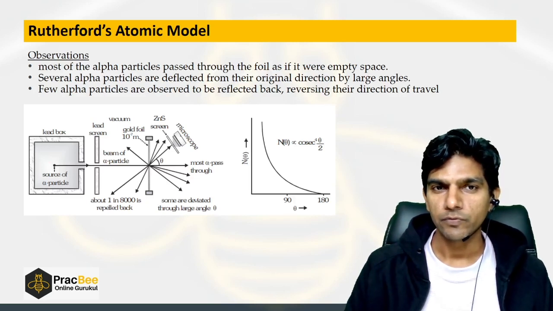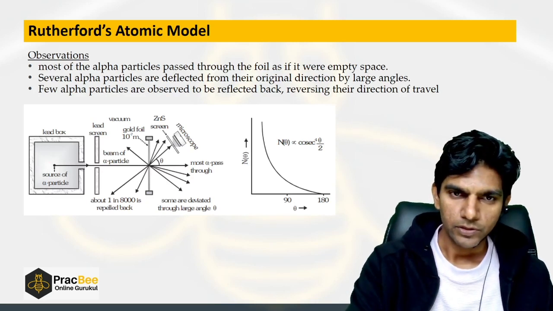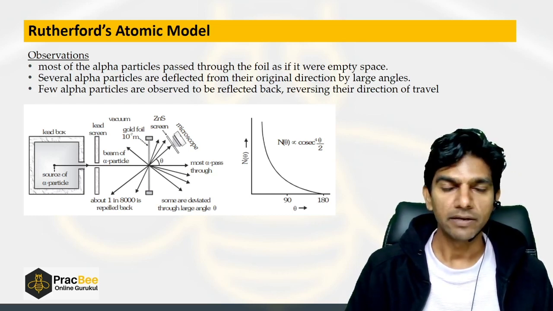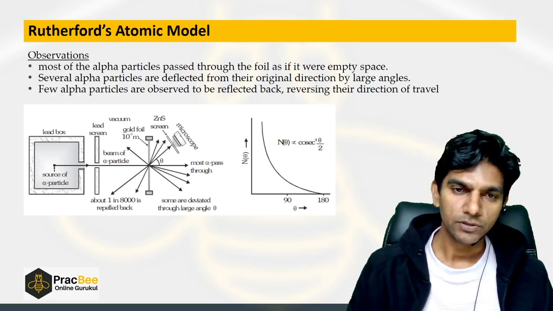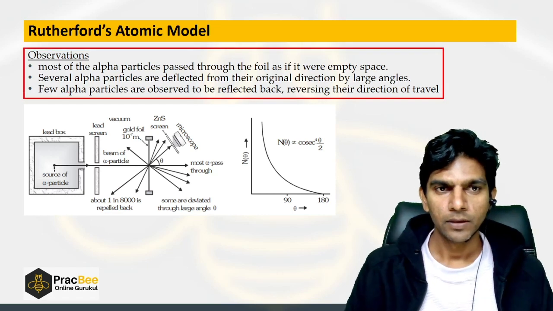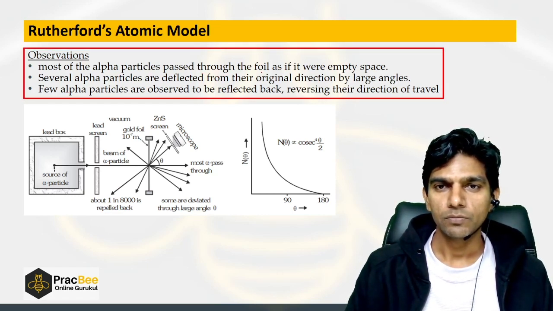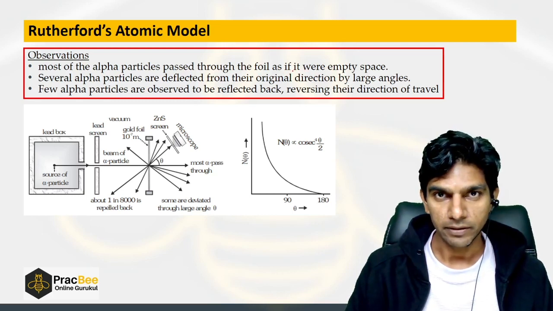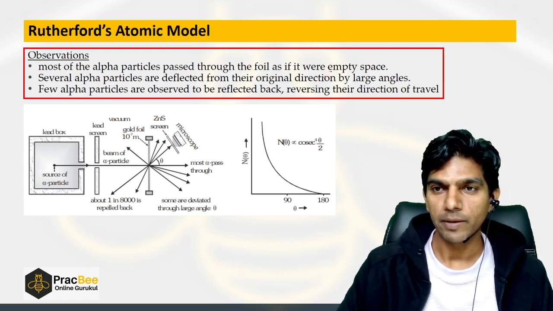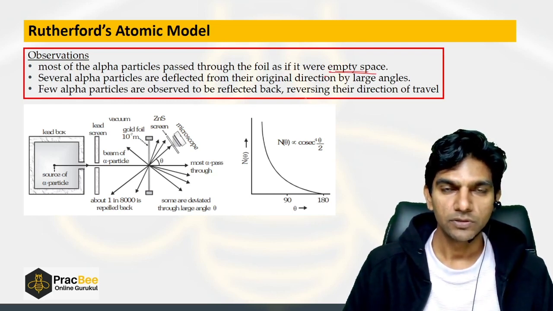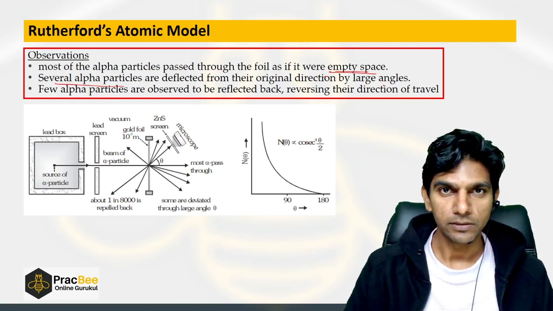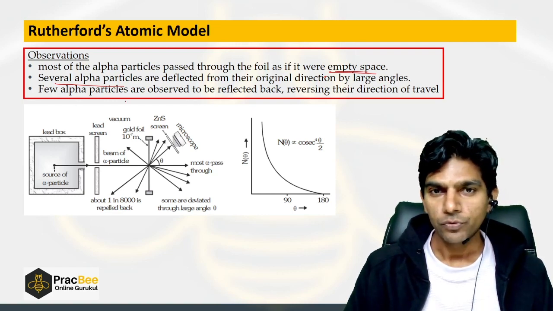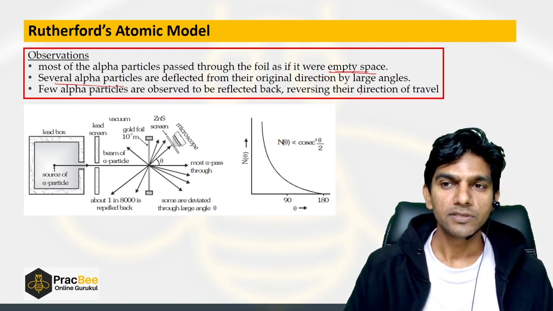Then let us come to Rutherford's atomic model. It is very important. You must have studied Rutherford scattering in class 9th, so I'm not going into that detail, but let us see some important observations. First of all, most of the alpha particles pass through the foil undeflected. What does it mean? There is lots of empty space inside the atom. Most of the alpha particles suffer no deflection, and several alpha particles are deflected from their original direction by large angles, and very few are observed to be reflected back, reversing their direction of travel.